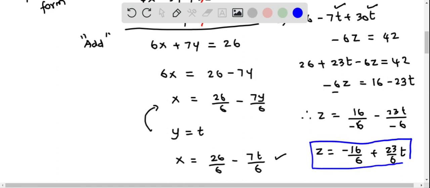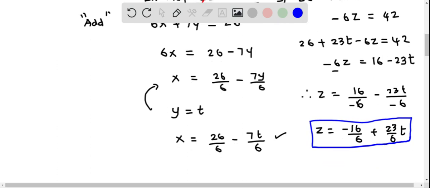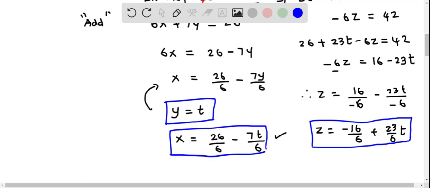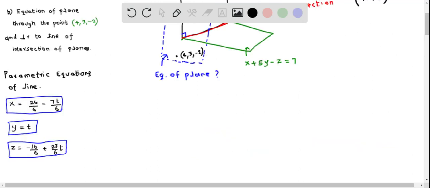So we have now solved x, y, and z in terms of t. This is y equals t, and this is x equal to 26 by 6 minus 7t over 6. So now that we have the parametric equations of the line, we can write down its direction vector by taking the coefficients of t of each of the components.